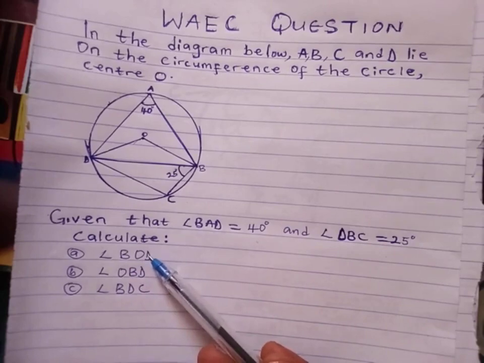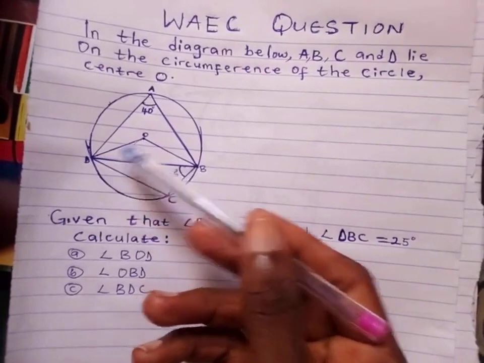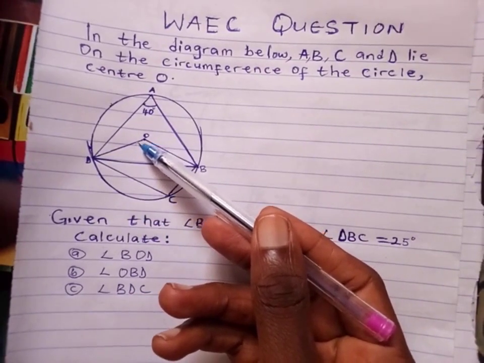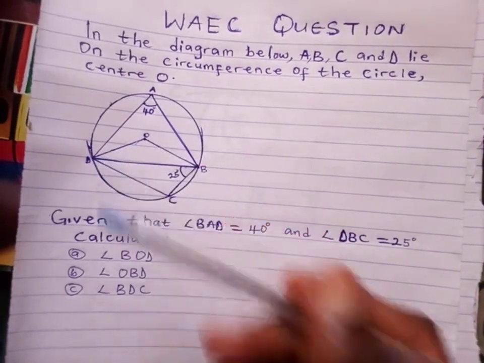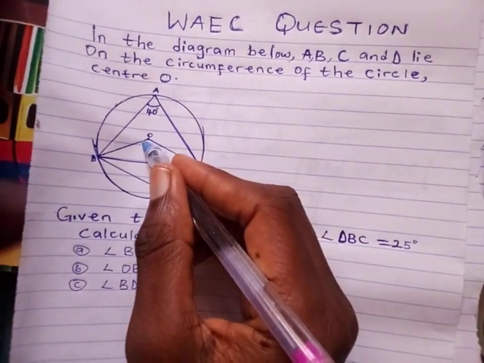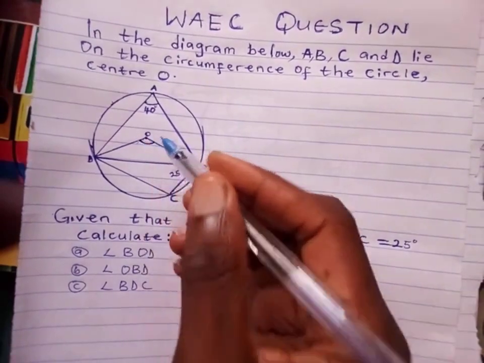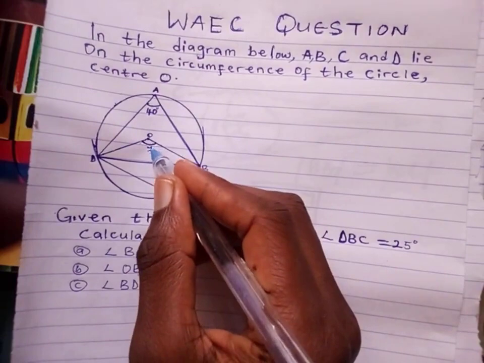So where will angle BOD fall? Angle BOD, that's the angle at the center. The angle is going to be at this very point. Angle BOD. Okay, so let me mark this very angle. This is where the angle will be formed. So we're asked to find this very angle. Now let me call this very angle Y. Okay, we're looking for it. All right.